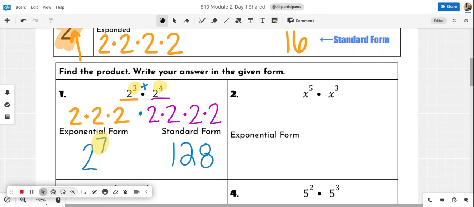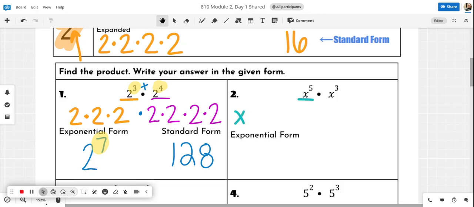Awesome. All right, looking at number 2, you notice how there's only an exponential form, there's no standard form? Take a minute and think why there might be no standard form. Well, notice here we have just an x. We don't have an actual number. So nothing we can really put in the calculator.